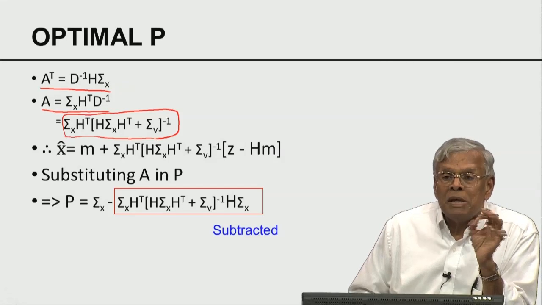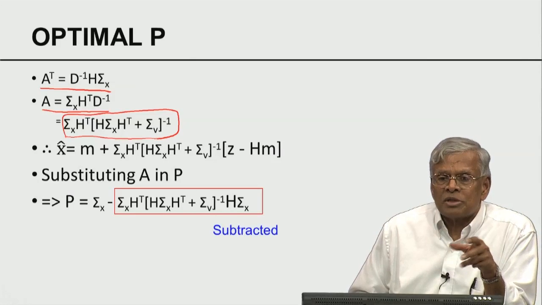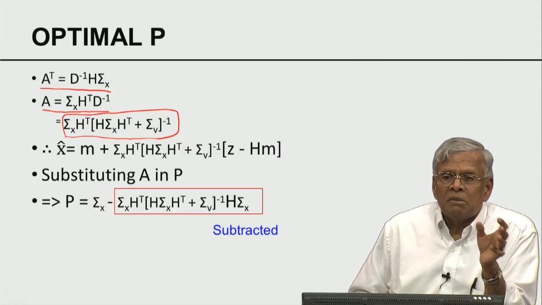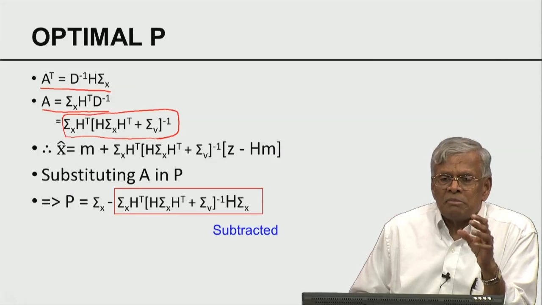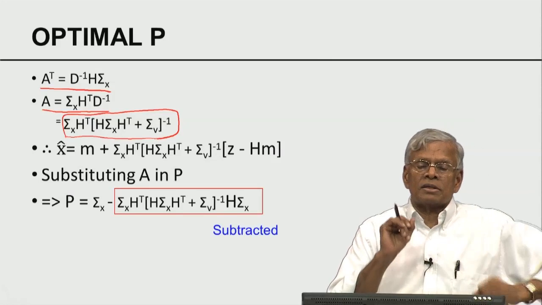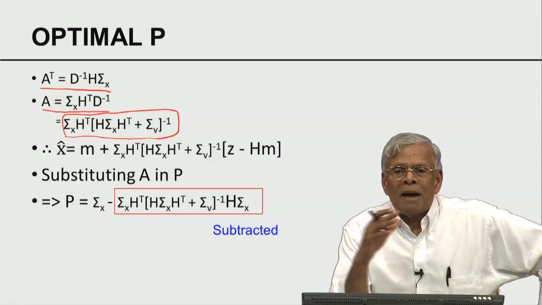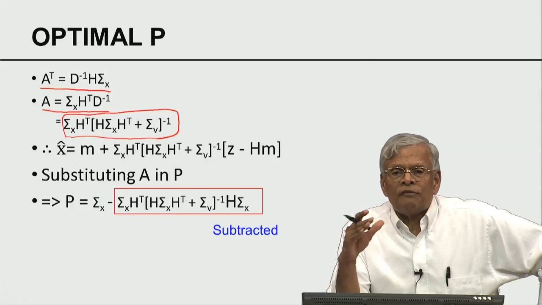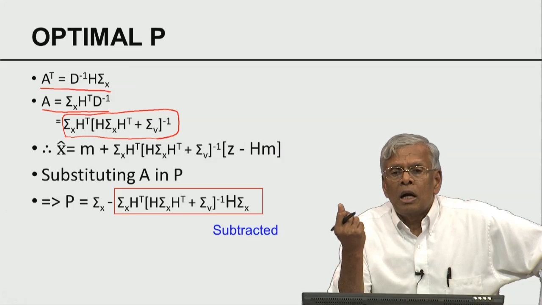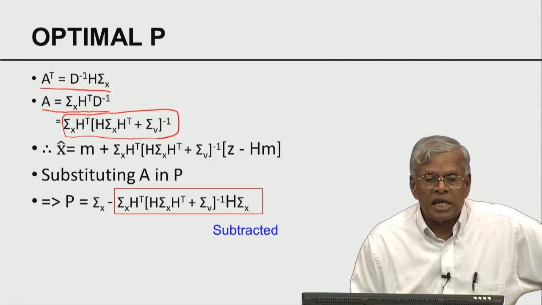So what is it we did? We minimized the individual terms in the summation. If you minimize the individual terms in the summation, the total variance is going to be minimum. That is the line of argument. The minimum of the individual elements can be obtained by appropriate choice of A. So the choice of A that relates to the minimum of the ith element Pii relates to a row of A. So by deciding each row of A for each element Pii, we collectively got all the elements of A. So the optimal A is given by sigma x H transpose D inverse.